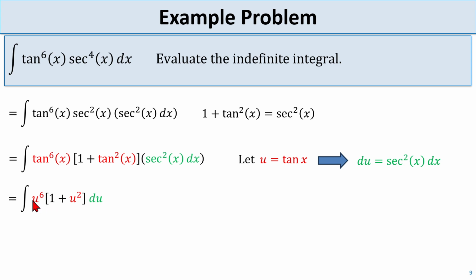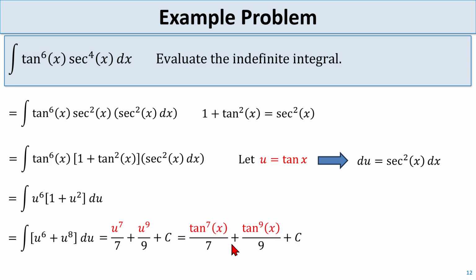Next, I'll just multiply this. I'll distribute this factor of u to the power 6 inside these brackets. And once I do that, I get u to the 6 plus u to the 8. Now we have a simple polynomial to integrate, and its antiderivative is u to the 7 over 7 plus u to the 9 over 9. Last, we're going to replace u with its formula, which is tangent of x. That gives the final expression and our final answer for this integral.